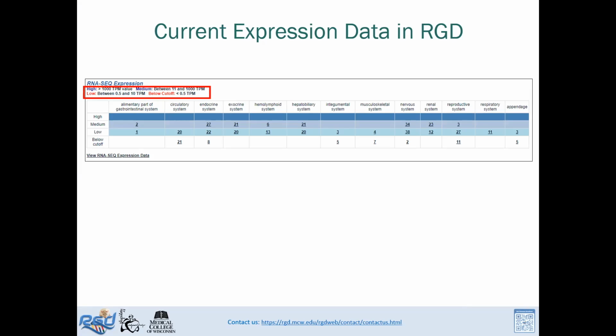The expression values in the table are stratified based on the TPM value thresholds. It's the same scale utilized by the Expression Atlas, where high expression is a TPM value of greater than 1,000. Medium expression is a TPM between 11 and 1,000. Low is between 0.5 and 10, and below cutoff is a TPM value of less than 0.5. The number of samples where expression was seen in each of these 4 categories is shown in each row, and they're grouped by system.